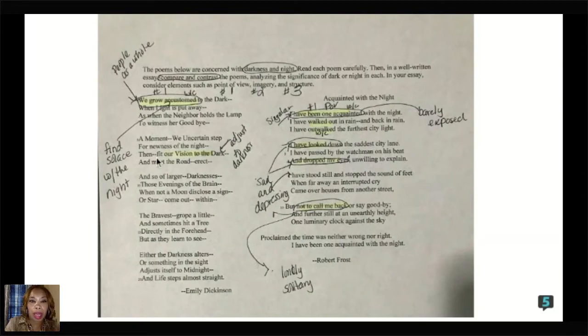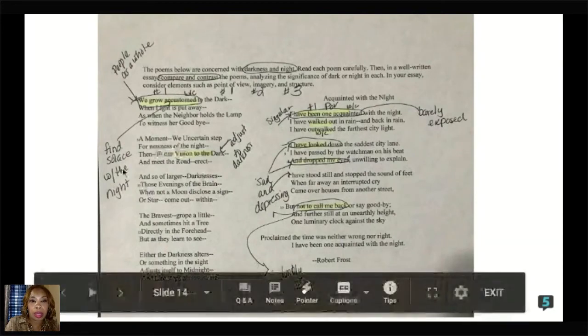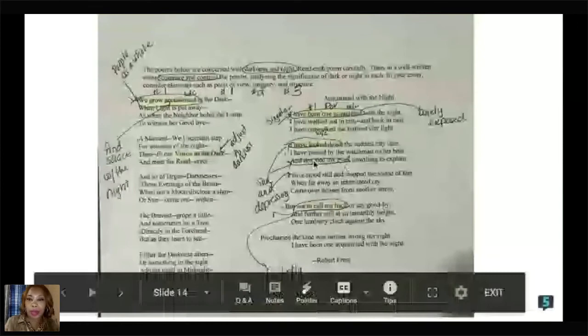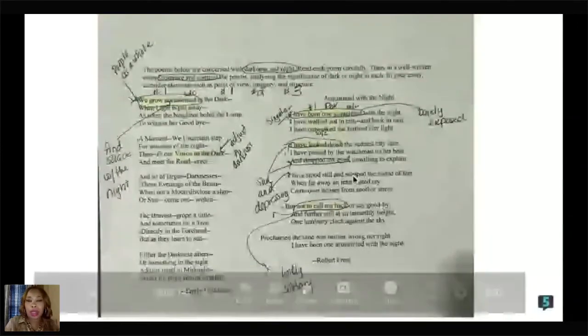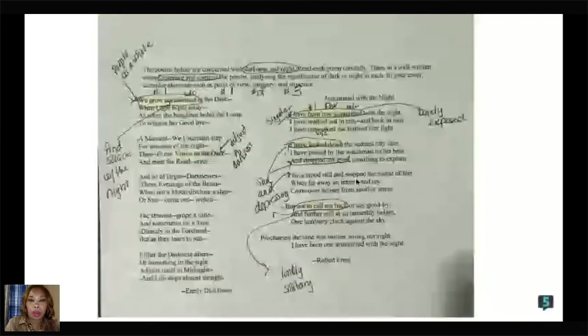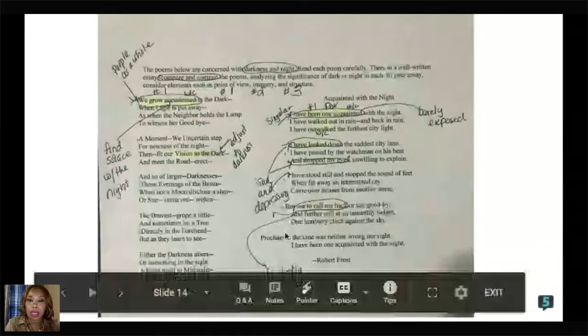Now, if I look back at the first poem, the speaker addresses fitting your vision to the dark and meeting the road erect. If you're erect, that means you're standing straight, walking bravely, you've become accustomed to the dark. But if I look at this poem, it says, "I've looked down the saddest street and I've dropped my eyes, unwilling to explain." Are these two the same? No, they are not. So this tone, the word choice, is more sad and depressing.